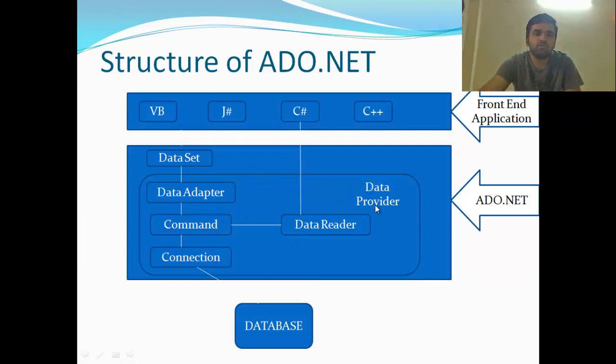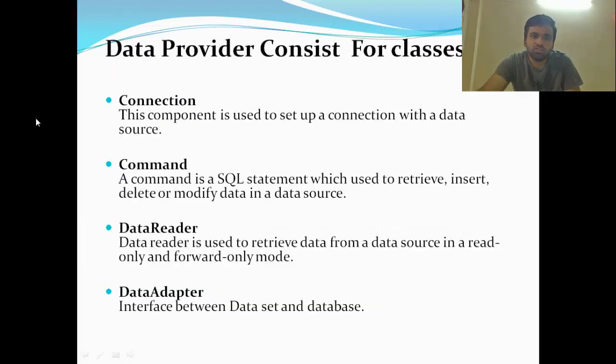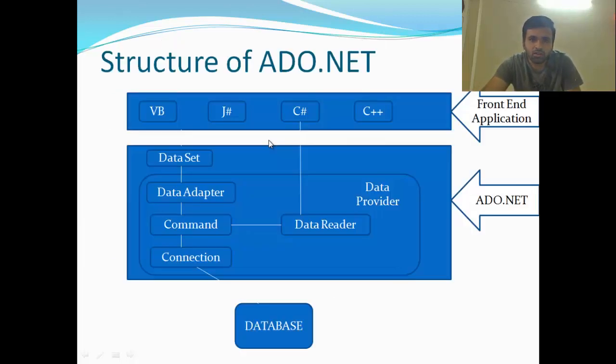Here we can say the first class is connection. This class is used for setting up a connection with the data source, meaning connection with the data source, which means our database. The connection class is used for connection between the front end application and the database. Okay, this first class is connection.